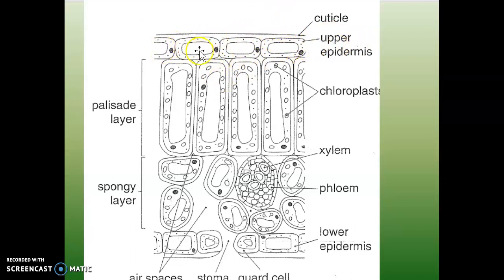You have this upper epidermis, which is like a skin layer, and it's a little layer which is transparent. Same with the bottom one. But the top one is going to allow light through.